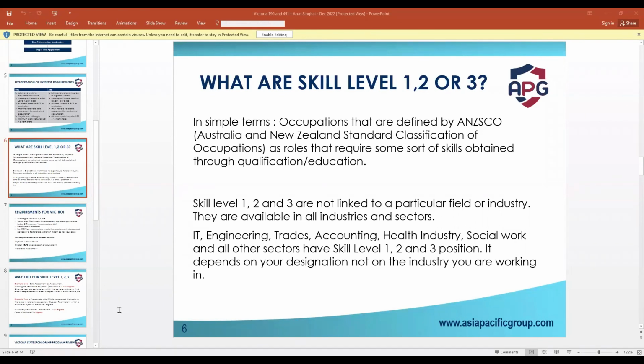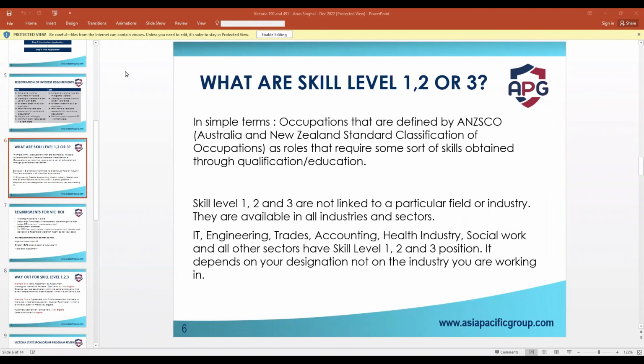Yeah. Sorry, Arun, I just have one quick question. You said about 189 and 190, and how it works. If you work in the specific skill assessment, they prioritize the visa for you. Does the same apply for 491 as well, or is it just for 189 and 190?